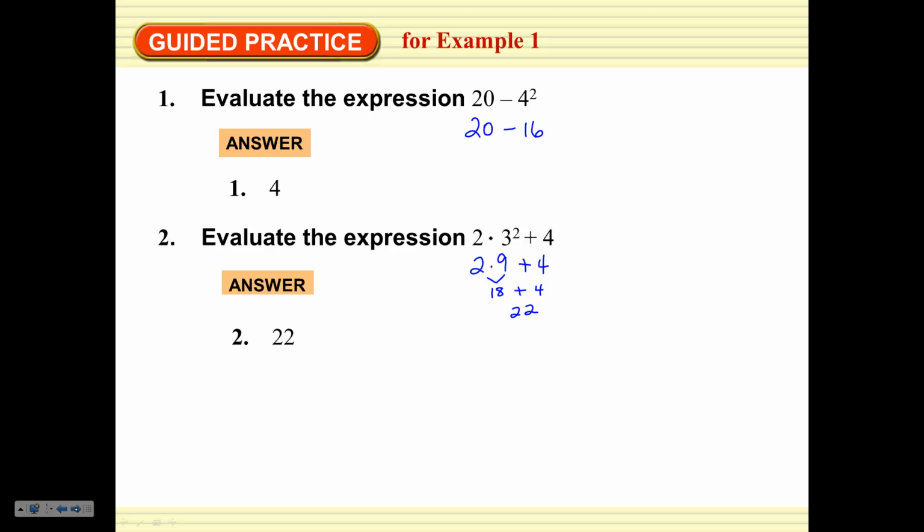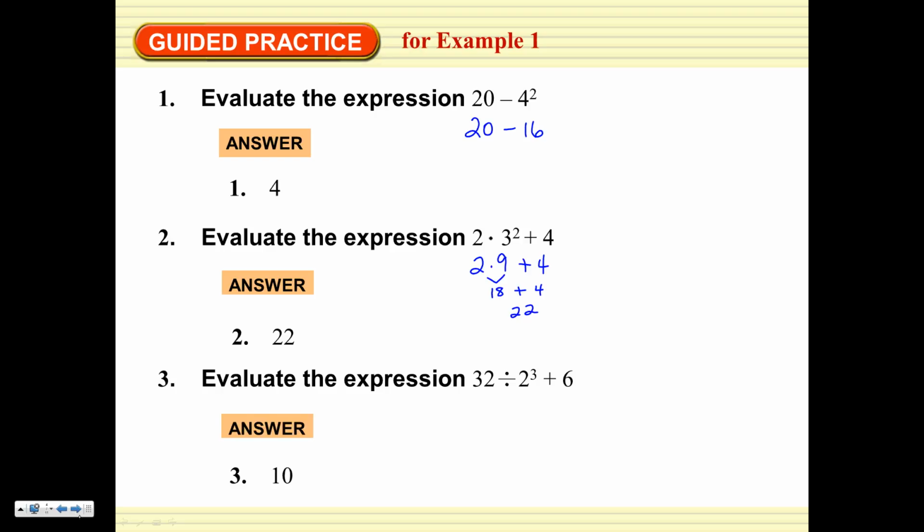And then example 3, or guided practice 3, evaluate the expression 32 divided by 2 cubed plus 6. And hopefully you're able to figure that one out on your own. And your answer would be 10.